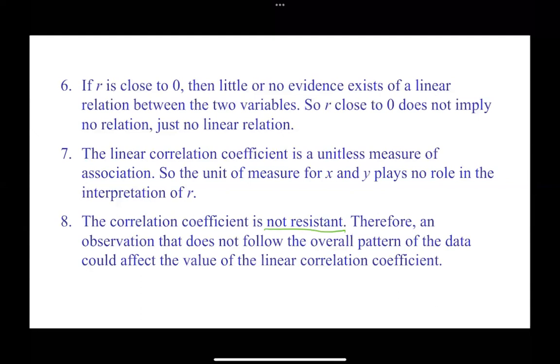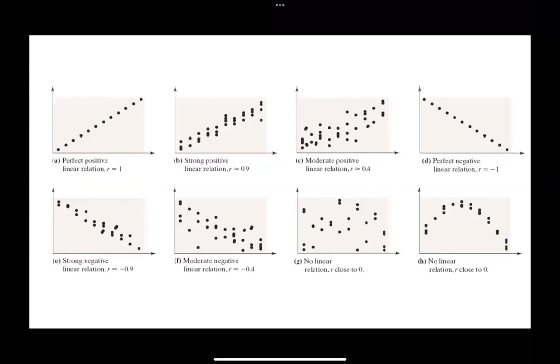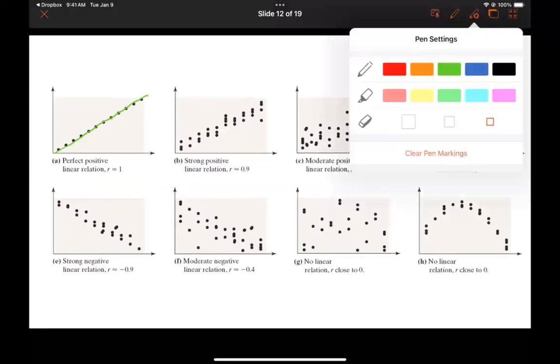All right, moving on up. And here are some great examples. So A is a perfect positive linear relation. It has a correlation coefficient of about 1. And so it's perfect. These are lined up in a perfect line, and you can see it, and it is absolutely perfect. And now that I made it unperfect, I'm going to erase that.